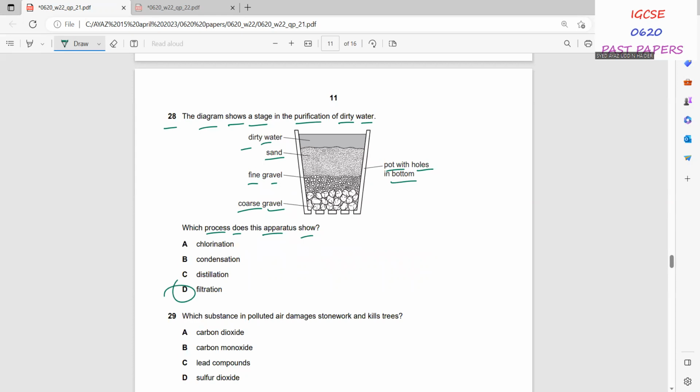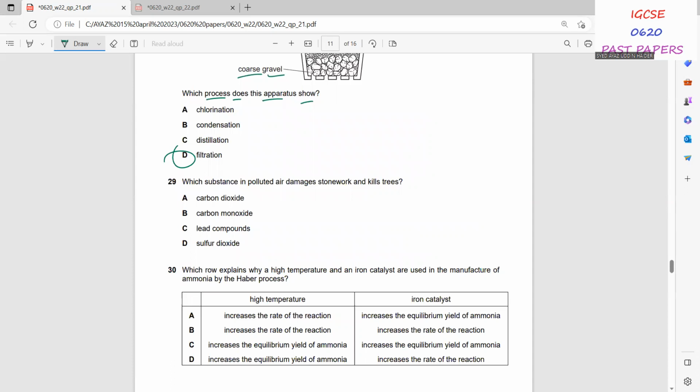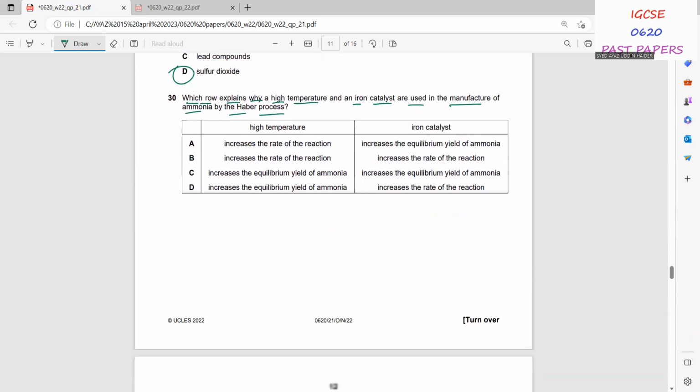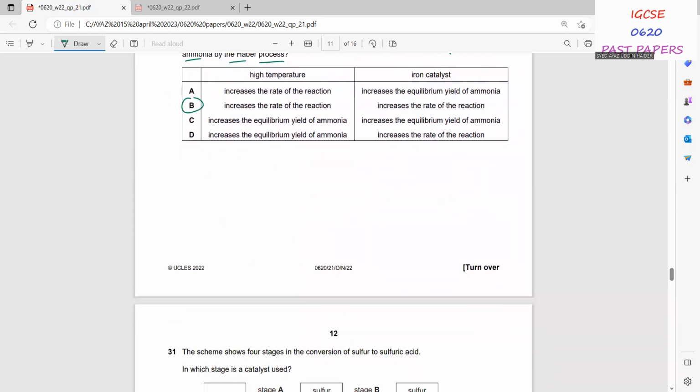29. Which substance in polluted air damages stonework and kills trees? It's definitely an acidic oxide, must be sulfur dioxide. D will be the right answer. 30. Which row explains why a high temperature and an iron catalyst are used in the manufacture of ammonia by the Haber process? High temperature is used to increase the rate of reaction, and the catalyst also increases the rate of the reaction. So only choice B will be the right one for this question.